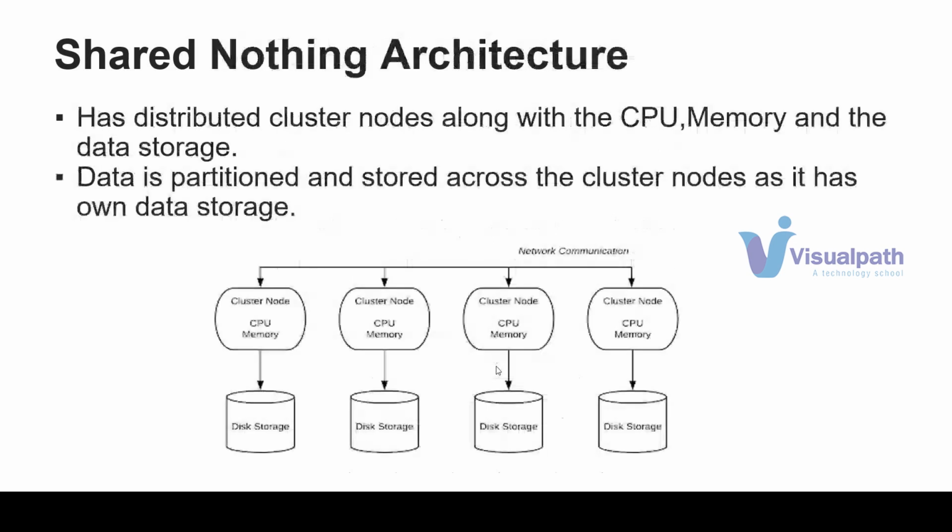And coming to the shared nothing architecture, as the name itself suggests, here nothing is shared, everything is individual. If we see the diagram, disk storage 1 has only cluster node 1, it shares the data only to cluster node 1. Storage 2 also shares to only cluster node 2. Likewise, disk storage 4 also shares only to cluster node 4. So there is no interaction between the clusters.